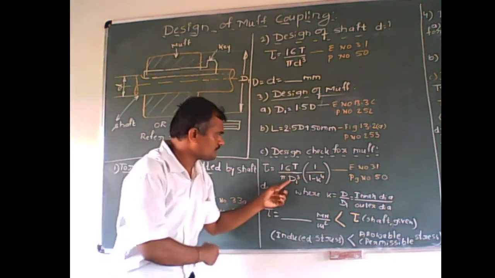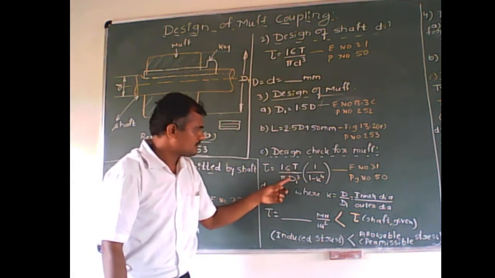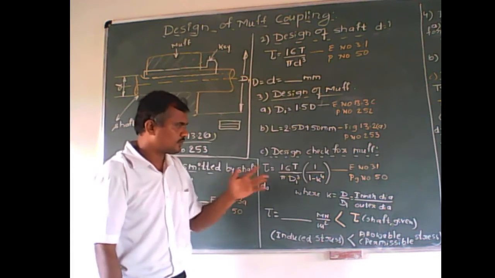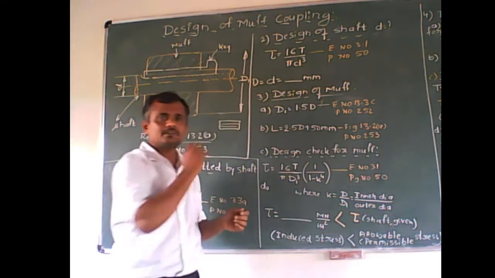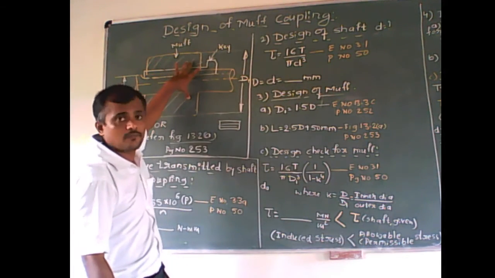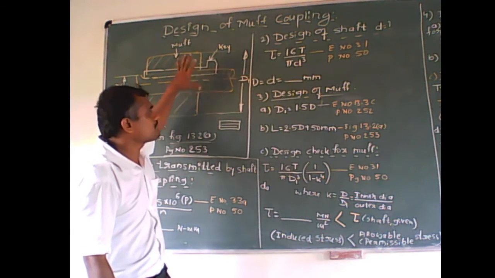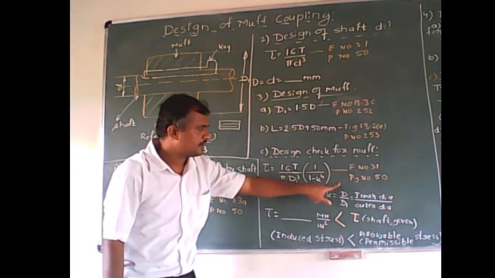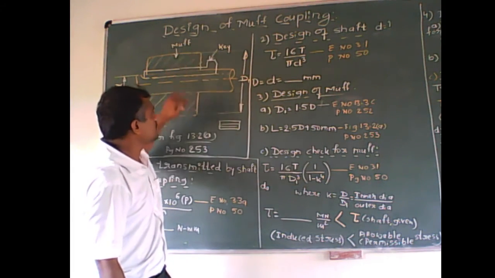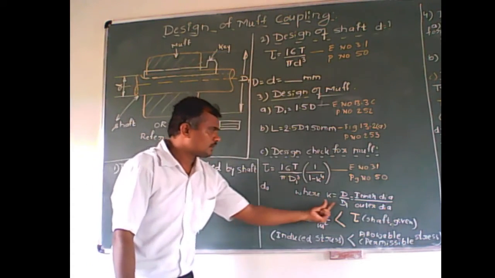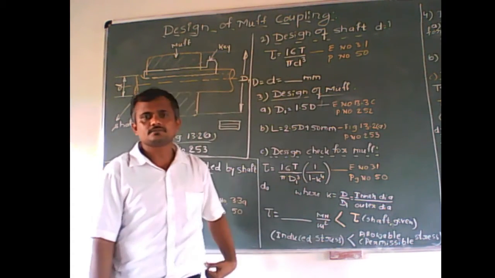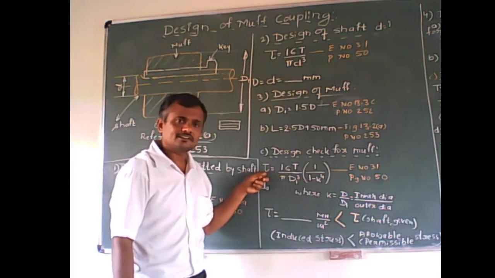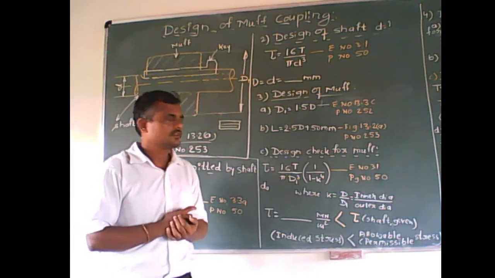So therefore, we are substituting the value of torque. We are substituting the value of D1 which we have obtained from this, and K value also. How to get K value? D divided by D1. As I said, if you assume this muff as a hollow shaft, K value equals inner dia divided by outer dia. Here inner dia is capital D, outer dia is capital D1. Therefore, I took K equals D divided by D1. So with the help of this, by substituting all these parameters, we are getting this value.